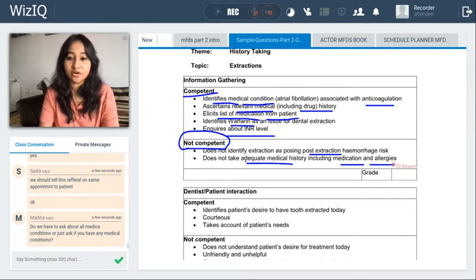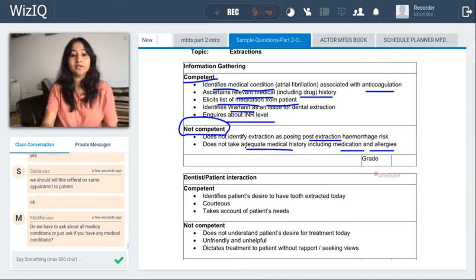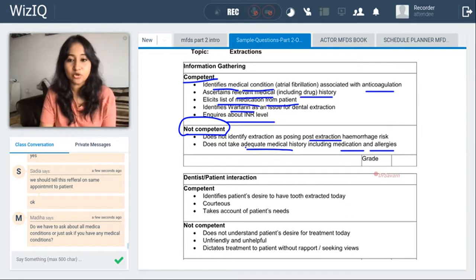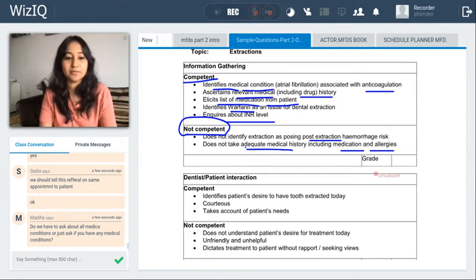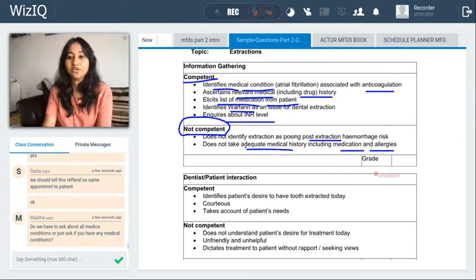Okay. Because in the UK here, everybody is taking some medication. 60% to 70% of people also have an allergy. So do ask these two histories. Do we have to ask about all medical conditions? No, because then you would not have time. That is not what they're asking here. You would only ask, do you have any medical problems? Let them answer.